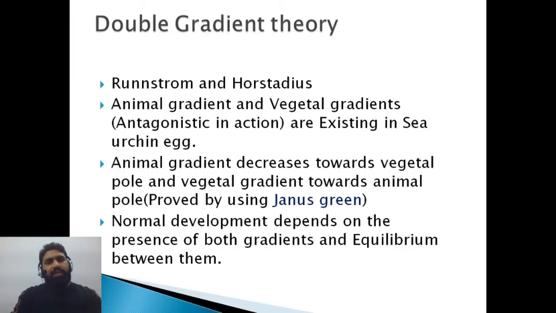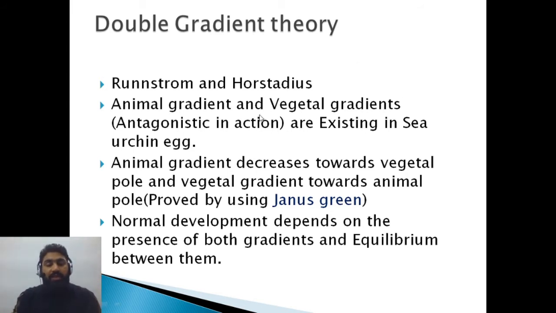So what is double gradient theory then? The scientists behind double gradient theory are Runnström and Hörstadius. What they are telling is that animal gradients are there and vegetal gradients are there. In the previous theory, the single gradient theory, we were talking about a single type of gradient only, that was more in the animal pole and was getting reduced towards the vegetal pole.